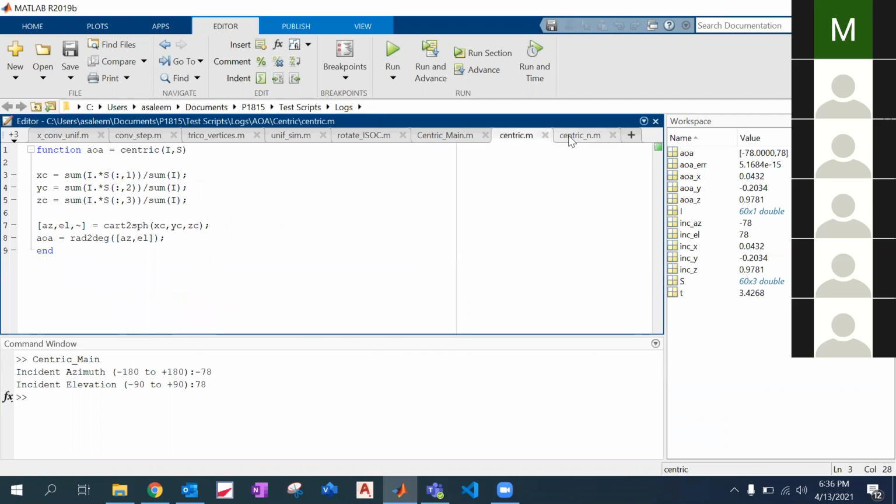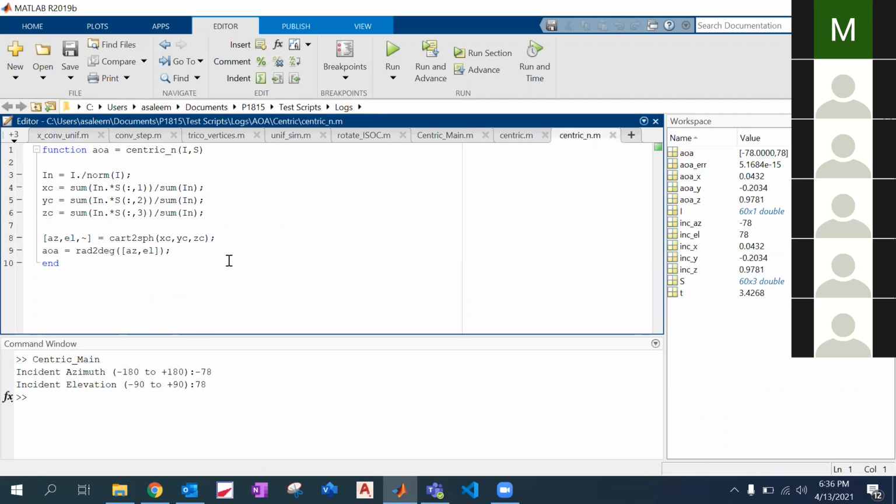The only difference between the centric and the normalized centric is that you're normalizing the readings. I believe what it does is you take all the intensity readings and find the maximum, and you divide all the other ones by the maximum. Basically now all your intensity readings are from 0 to 1. Right, makes sense. So that's what this is.